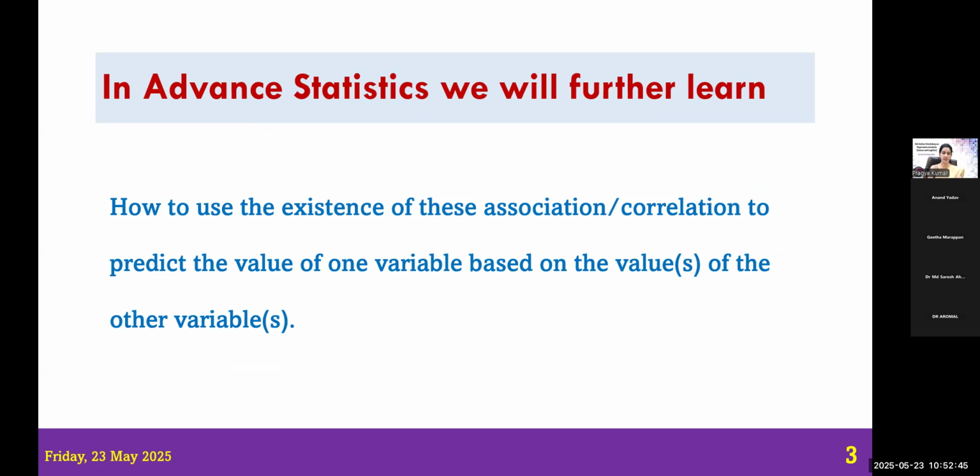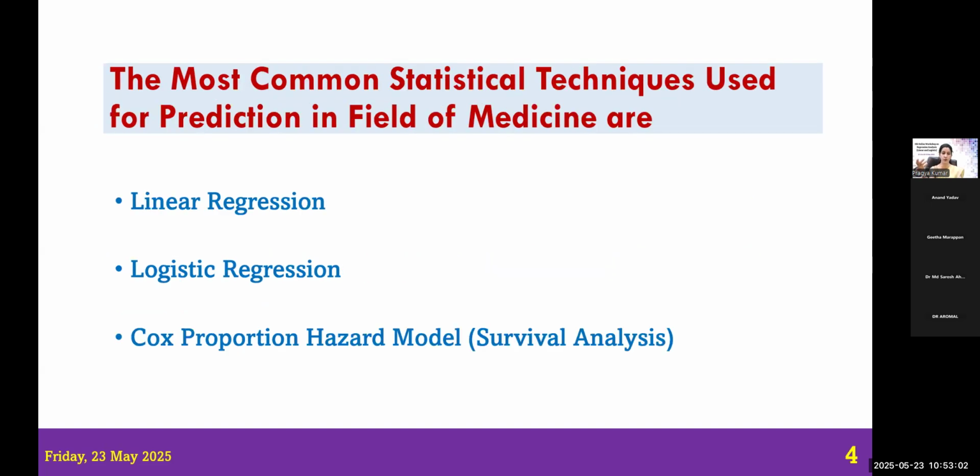So in advanced statistics, we basically see how to see these associations and how to predict the value of one variable based on the value of another variable, which we generally call a model, the equation, or modeling, or the predictions. There are basically three statistical techniques, most commonly these three. There are many more, but for the majority of us, if you know these three, most of your work will be done. So the most common statistical tests in the field of medicine are linear regression and logistic regression.